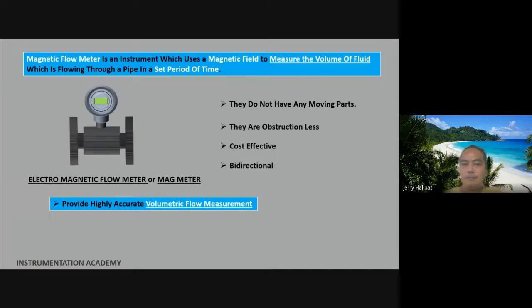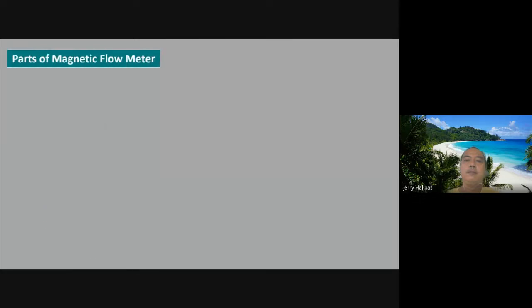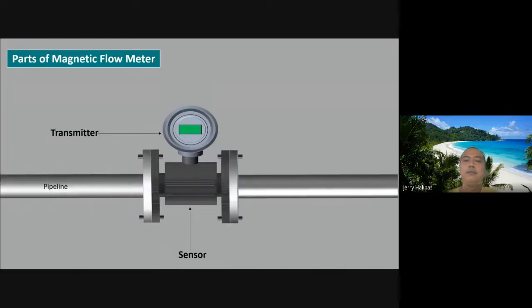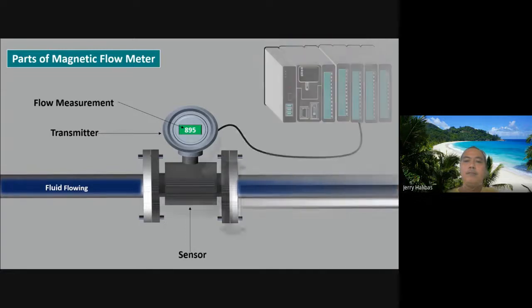They are suitable for a wide range of pipe sizes and can be used to measure the flow rate of only conductive fluids. Parts of a magnetic flow meter. Electromagnetic flow meters consist of a sensor and transmitter that together work to measure flow. The sensor is placed in a pipeline and measures the induced voltage generated by the fluid as it flows through a magnetic field. The transmitter takes this voltage generated by the sensor, converts it into a flow measurement, and transmits that flow measurement to a control system.